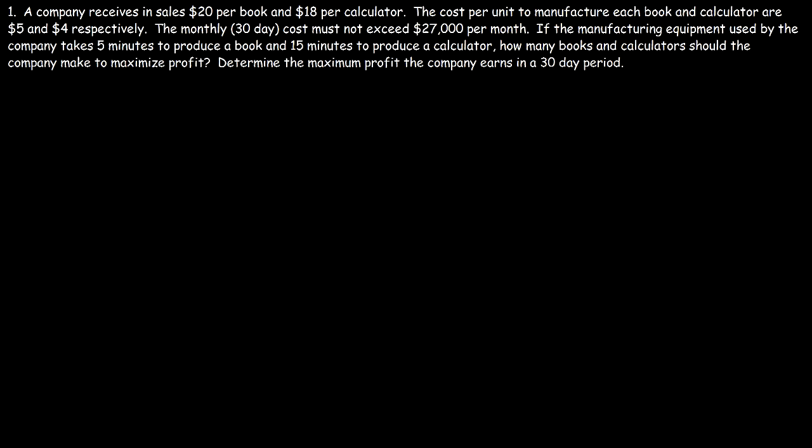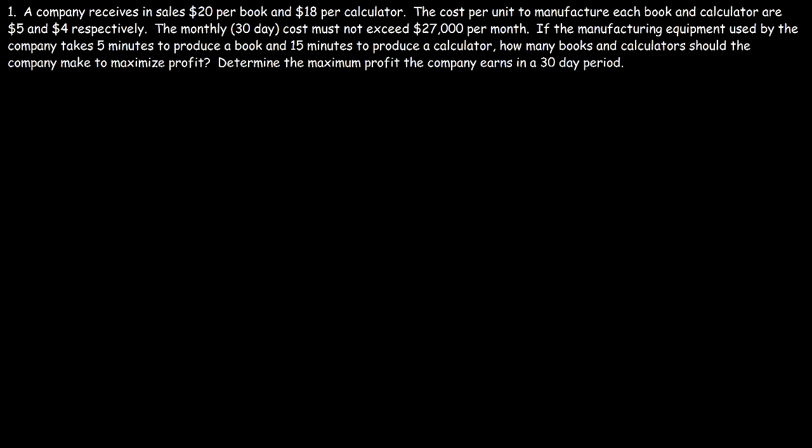If the manufacturing equipment used by the company takes 5 minutes to produce a book and 15 minutes to produce a calculator, how many books and calculators should the company make to maximize profit? And also, determine the maximum profit the company earns in the 30-day period. So if you want to try this problem, feel free to pause the video and work on it.